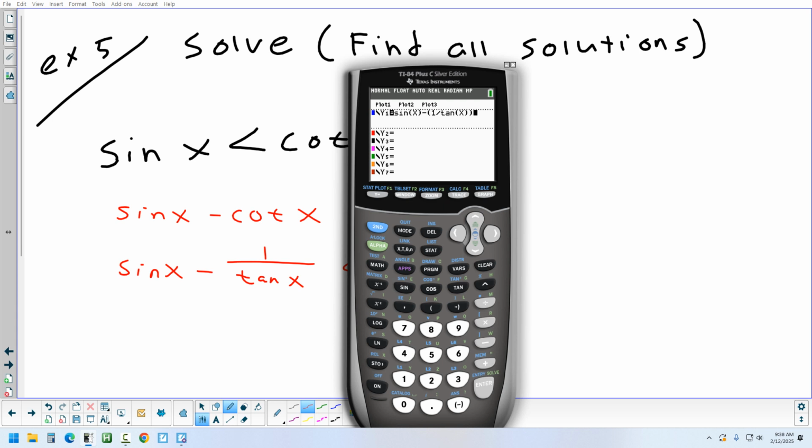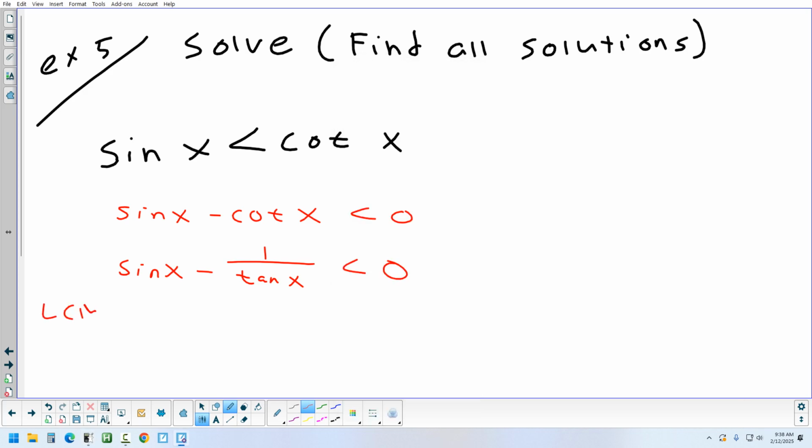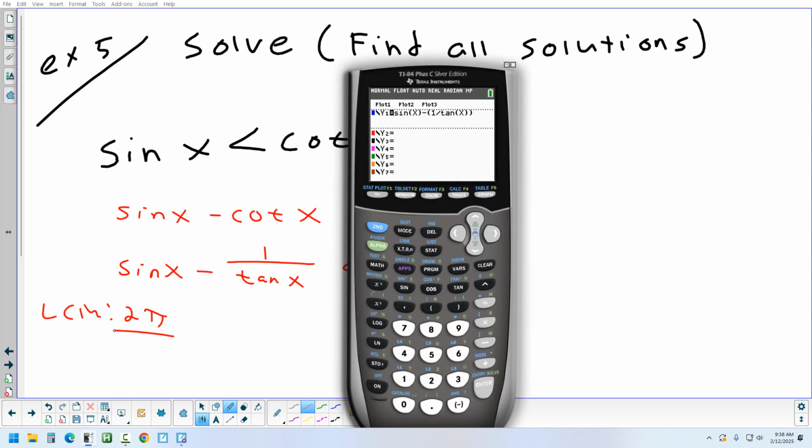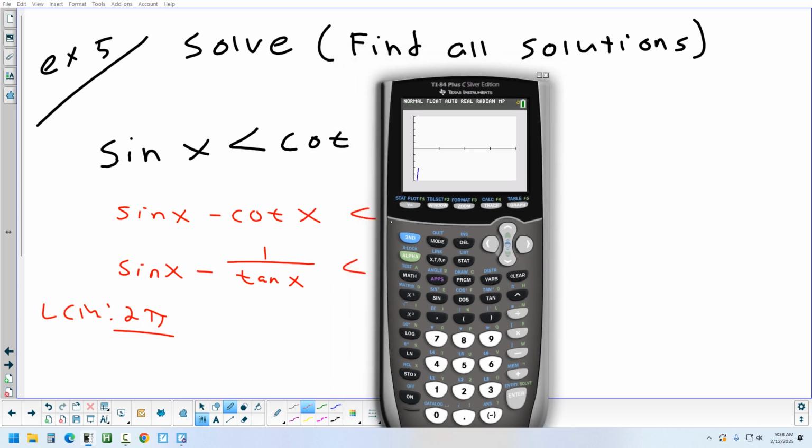Yep. Pi. It's the same thing we've seen before. 2 pi and 1 pi. So the least common multiple of the periods is 2 pi. So let's make sure we got 0 to 2 pi as our window. Yep, looks good. And we're looking for where this graph is under the x-axis.